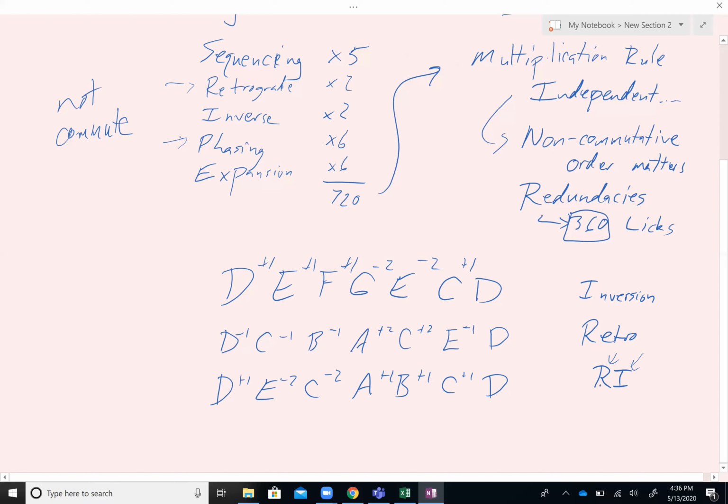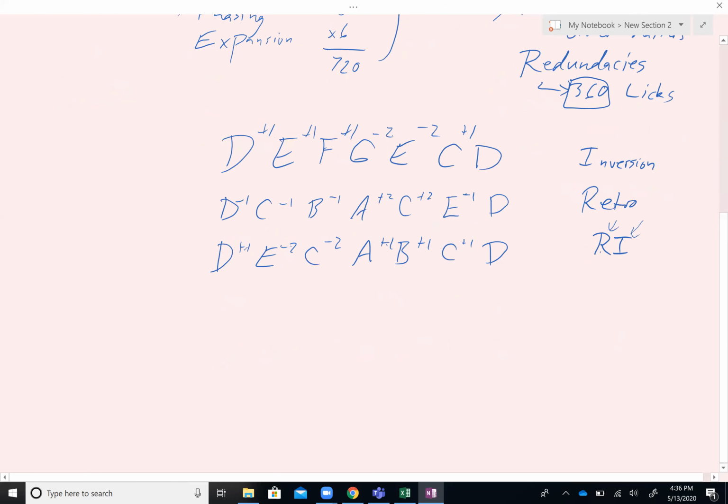All right. Well, if you look at this, you see this is basically the same sequence of numbers. I started out with 3 1s, 2 -2s, and then a 1. If I started here on the B, I have 1, 1, 1, -2, -2, 1.